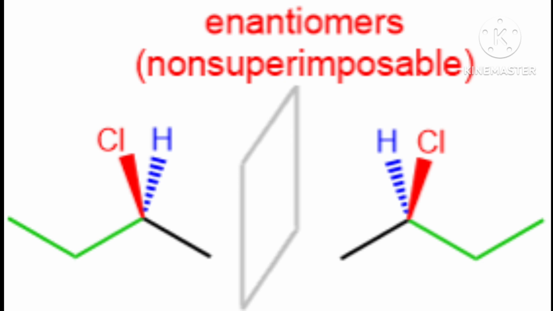propan-2-ol, which means on the second carbon OH is there, and butan-2-ol, which means on carbon number 2 alcohol is there, but it is butane. First I told you propan-2-ol: three carbons are there, and on carbon number 2 an OH group is there. And in butan-2-ol, on carbon number 2 an OH group is there. Now just see their mirror image.